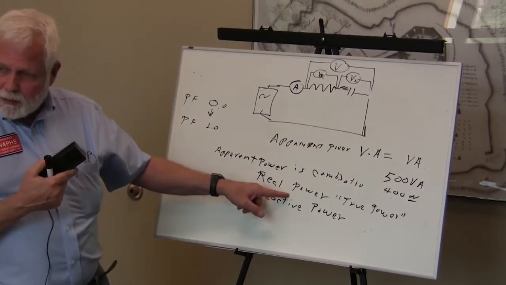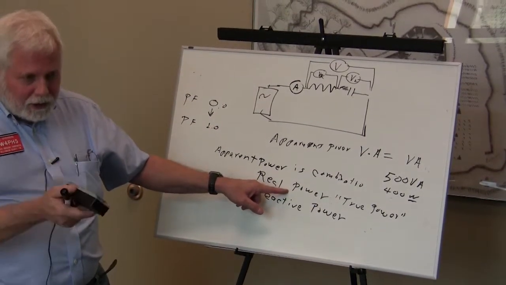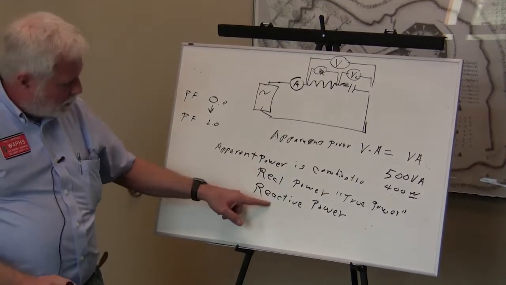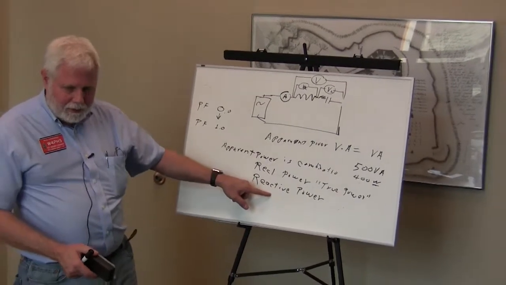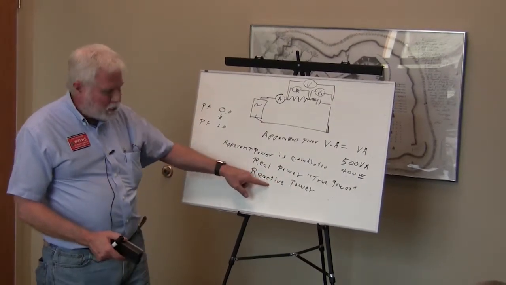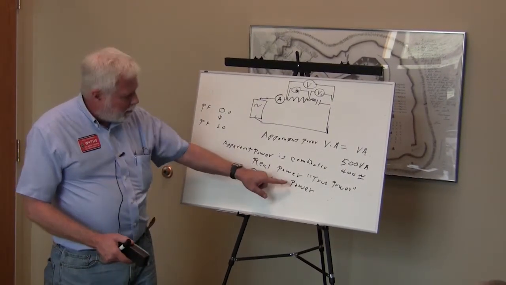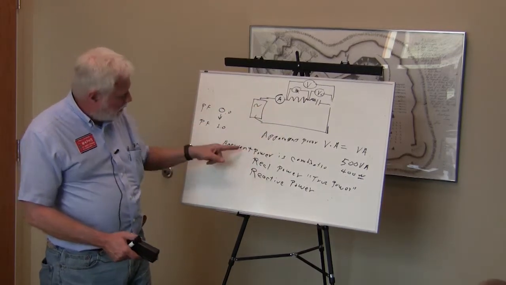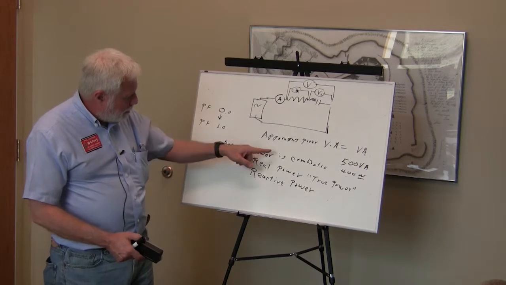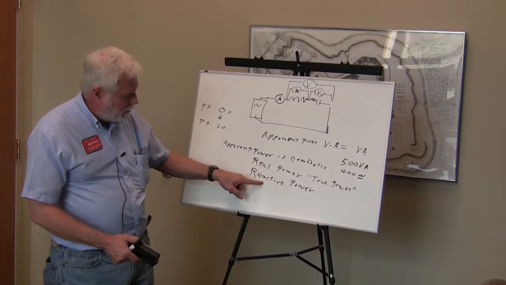What part of the circuit is dissipating true power? Resistors, only resistors. Where is the reactive power going? Capacitors and inductors. Capacitors and inductors, they store it and give it back. But they appear to be using current. So the apparent power is a combination of the real power and the reactive power.